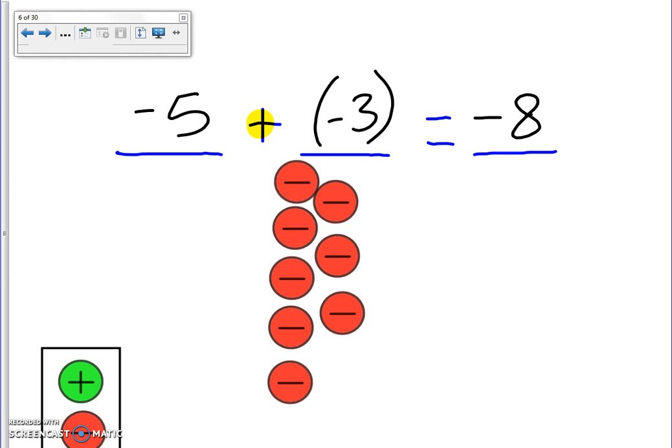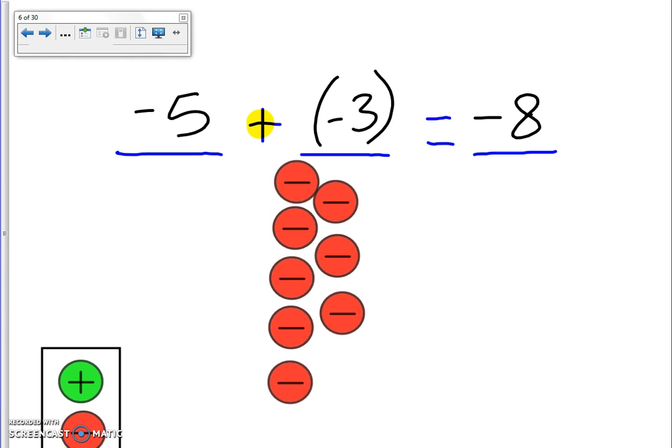It is not too difficult when all of the chips are green or all of the chips are red. Meaning, when all of the numbers are positive, my answer is still going to be positive. When all of the numbers are negative, my answer, my sum, is still going to be negative. Because you've got green plus green is more green, and red plus red is more red.